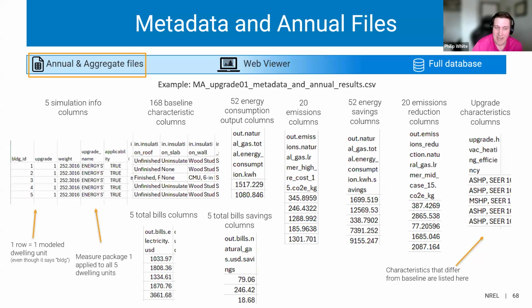We know when a package didn't apply to a model, and the measure package energy consumption in that case is the same as baseline. And then please note that our model ID column is called building ID, even though it's a dwelling unit. We've been trying to be thorough and updating to dwelling unit, but this is one place it says building.